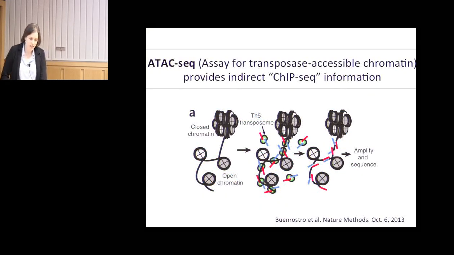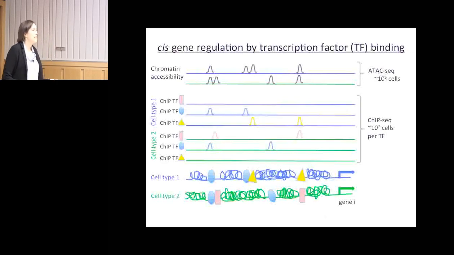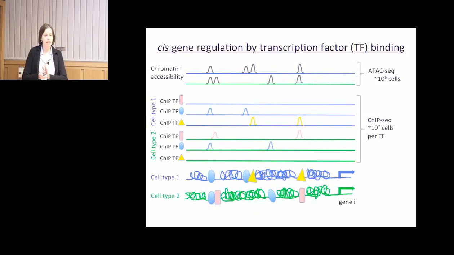And I'm just going to show you in cartoon form the kind of data that you get from this assay. So it basically shows you what part of the chromatin is nucleosome-free or accessible. And you can see that these peaks correspond to where transcription factors are bound. So there's a good correlation between these nucleosome-free regions and transcription factor binding. But the problem here is that we don't know which transcription factor was binding in that accessible region.